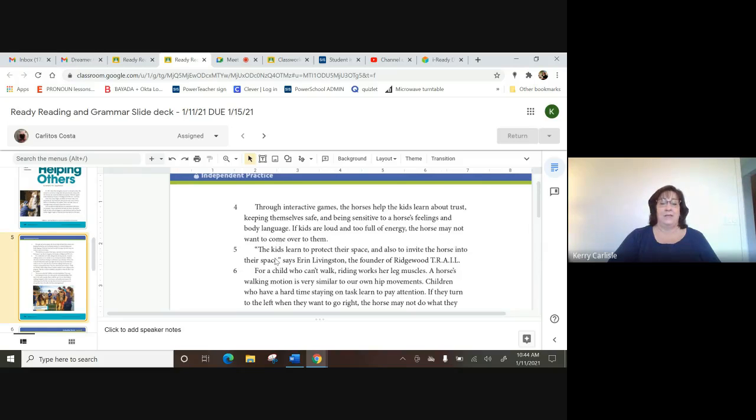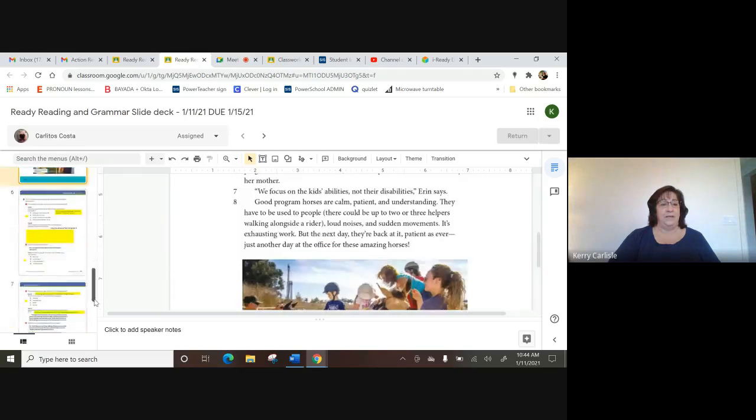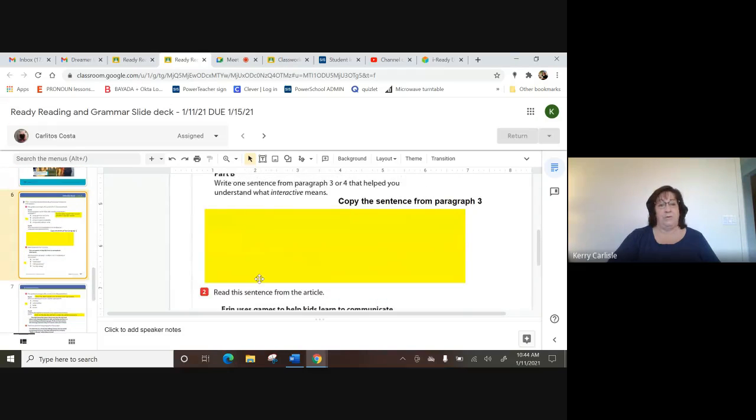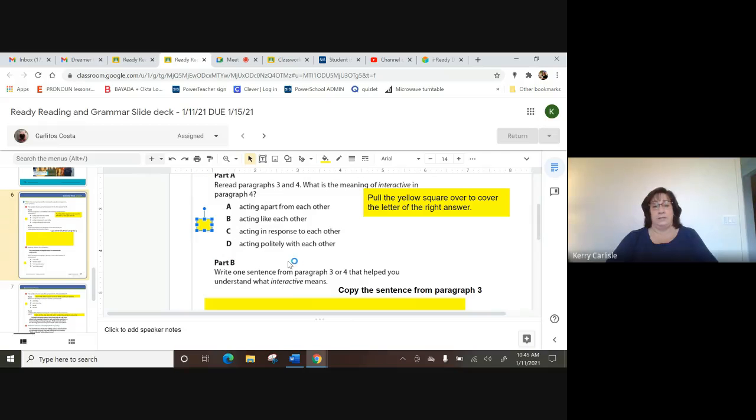Okay, so the rest I want you to read on your own. And then you can see that the first question, they go in order of the story. Don't forget that the yellow boxes here tell you how to show your answer, like pull the yellow square over to cover up the letter of the right answer. And you can see it says read paragraphs 3 and 4. What's the meaning of interactive? So let's see what our choices are.